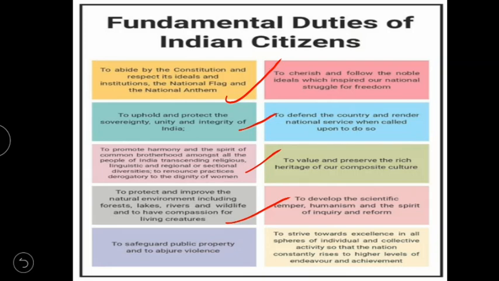So, if we are taking from them, we must pay back something to them. The fifth one: to safeguard public property and to abjure violence. We are here to save public properties like monuments, temples, and government schools, because it is the killer mindset of Indians: it is public property, so we can harm it. No, it is not good.